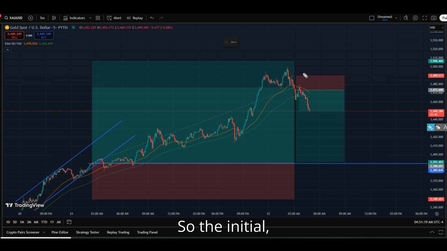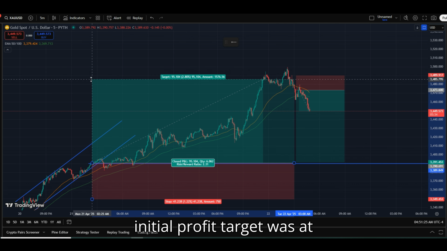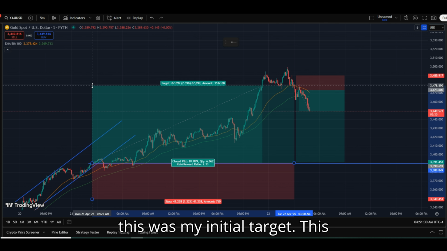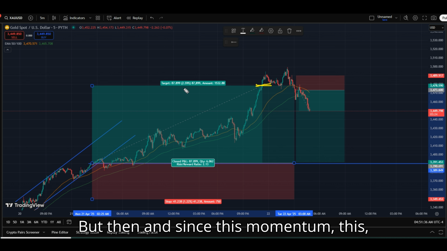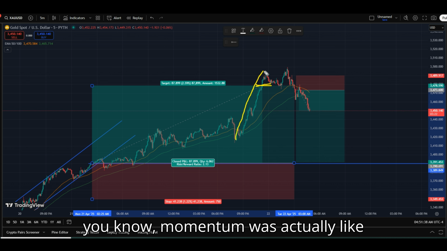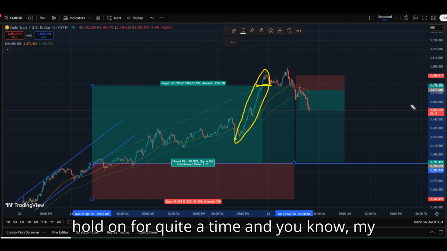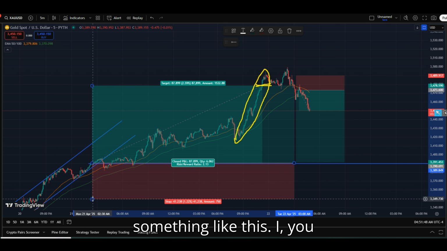So I'll just show you the numbers. My initial profit target was at 3478. This particular point is my initial target, but since the momentum was rising way too fast, I just held on for quite a time, and my stop loss was adjusted something like this.